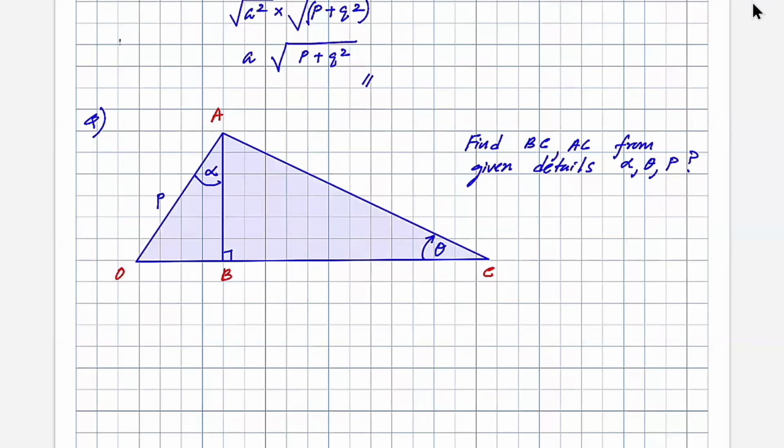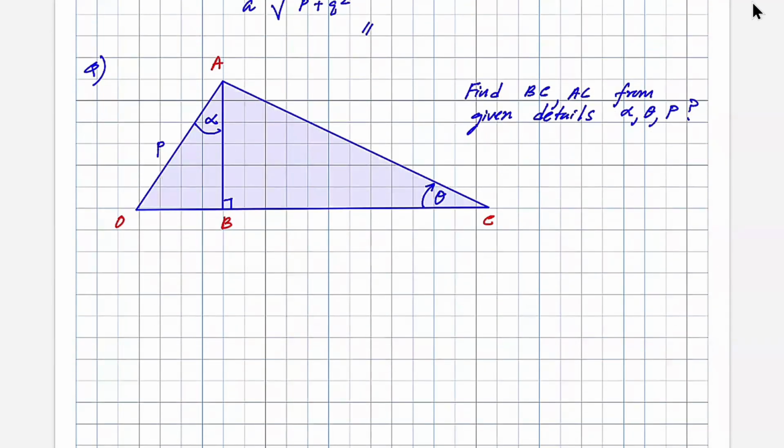Look at the question. Now, I'm going to find this length using sine cos tan. What can we use? We can use cos alpha, right? We can use cos alpha. Cos alpha is equal to, suppose this is h, right? Cos alpha is equal to h divided by p.